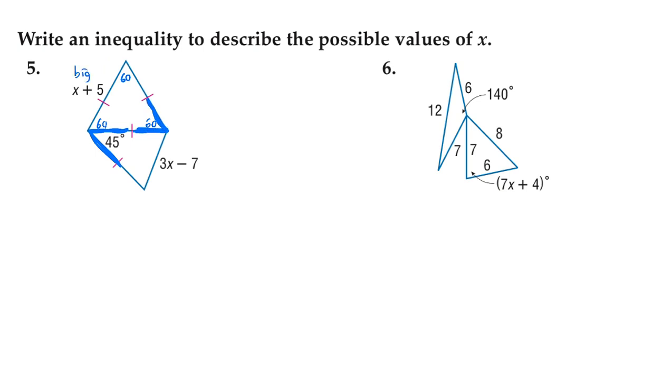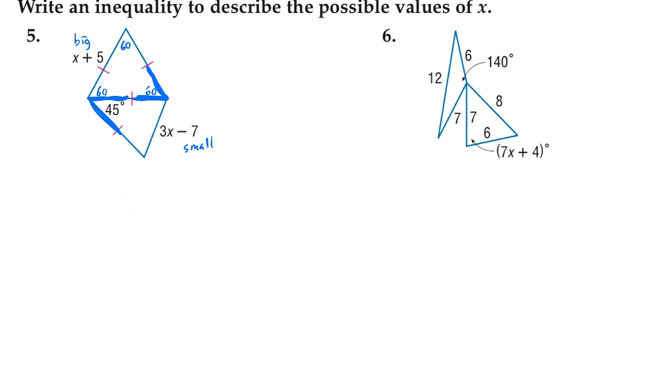That means this is big compared to this small across from 45. So that's exactly the Hinge theorem, right? The forwards, not the converse. And so this tells us that x plus 5 is bigger than 3x minus 7. But what else do we know?